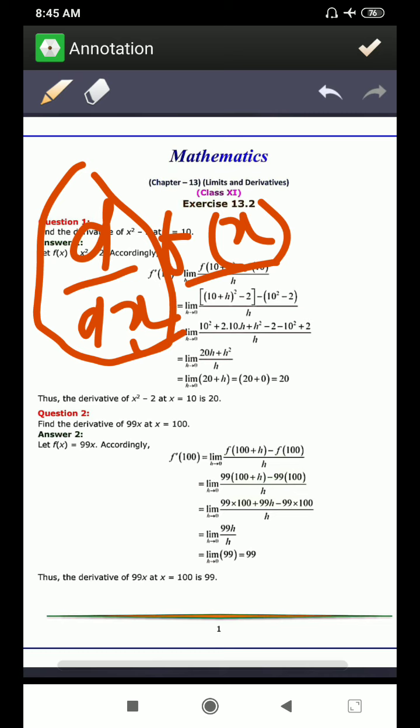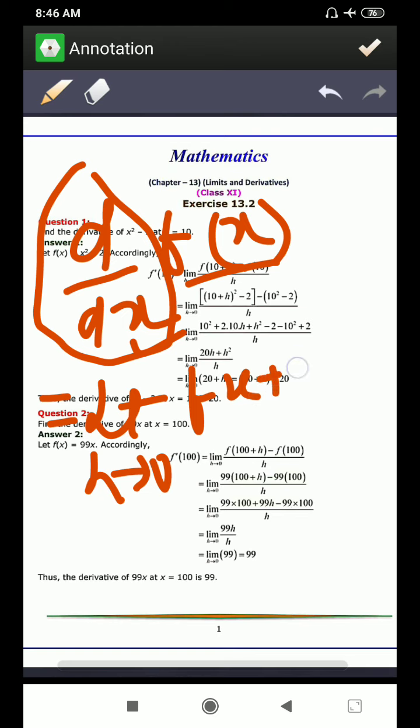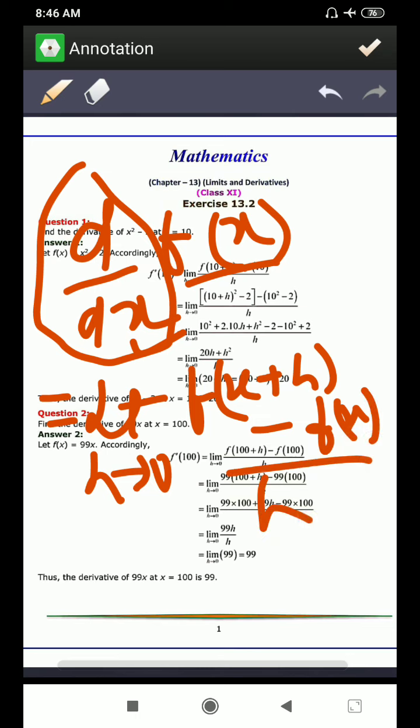By the delta method, if you want to differentiate any function, the formula will be limit h tends to 0 of f(x plus h) minus f(x) divided by h. This is the formula for differentiation using the first derivative method. d over dx of f(x) is limit h tends to 0 of f(x plus h) minus f(x) divided by h.